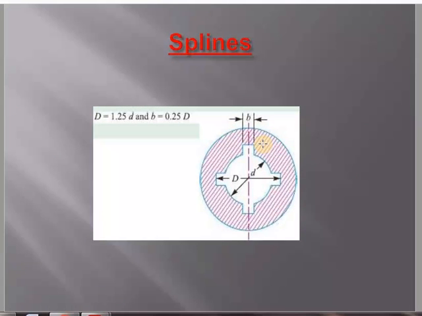Next we have the splines. The figure shows the spline key. Here you can see capital D indicates the larger diameter of the spline, small d indicates the smaller diameter, and B is the width of the spline. The proportional dimensions of the splines are given here.